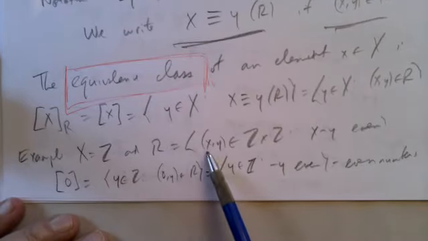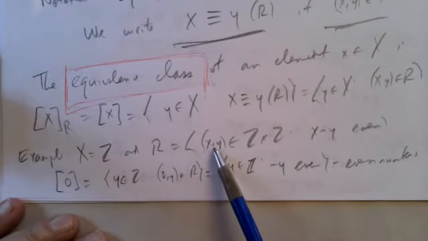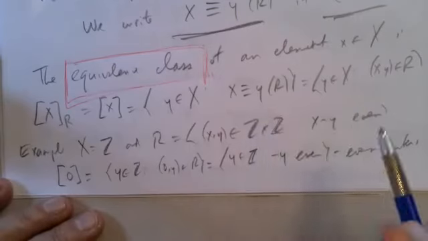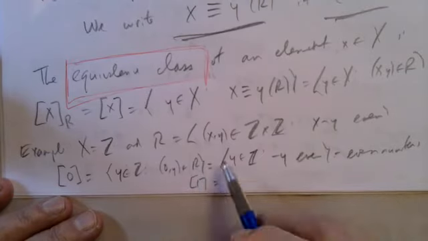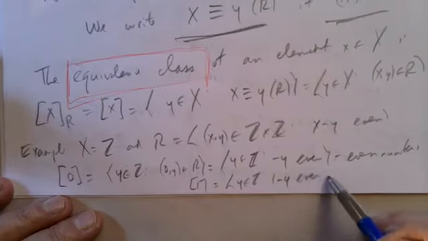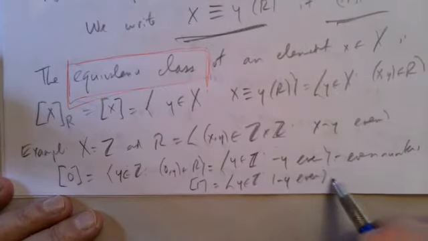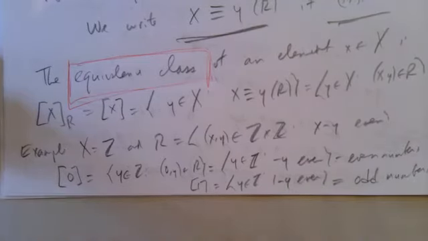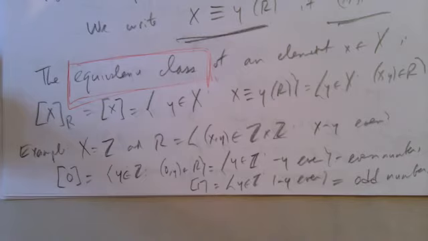So for the relation of pairs xy where x minus y is even, the equivalence class of zero is the even numbers. The equivalence class of one is all integers y such that one minus y is even, and one minus y is even precisely when y is odd. This is the set of odd numbers. And the more time you spend thinking about this example, the better you will do in algebra. It's really very important.